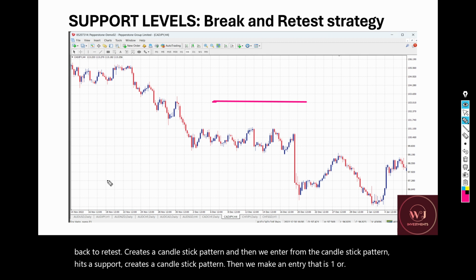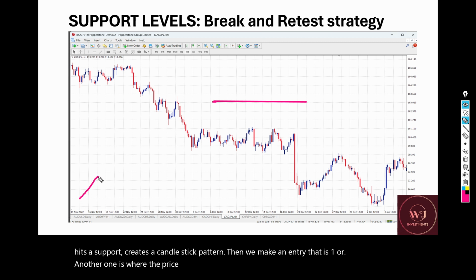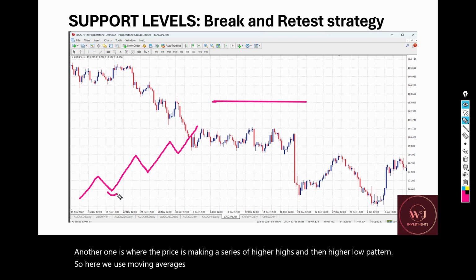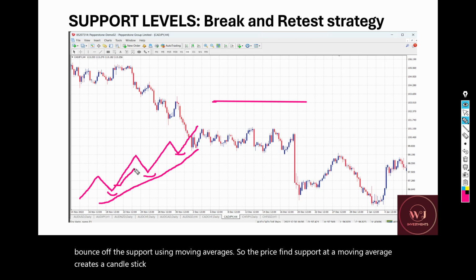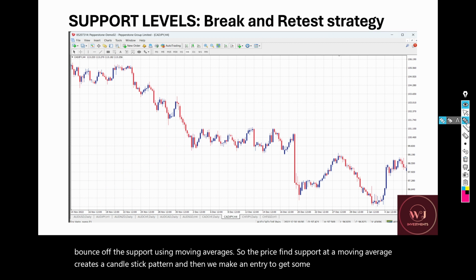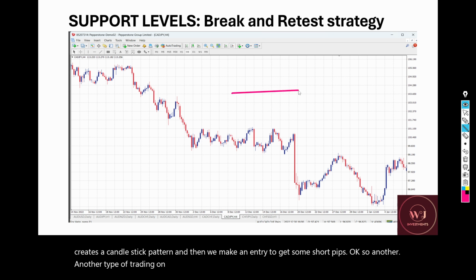Another one is where the price is making a series of higher highs and higher lows pattern. Here we use moving averages to pick these dynamic support levels. The price will tend to bounce off the support using moving averages. So the price finds support at a moving average, creates a candlestick pattern, and then we make an entry to get some short pips.